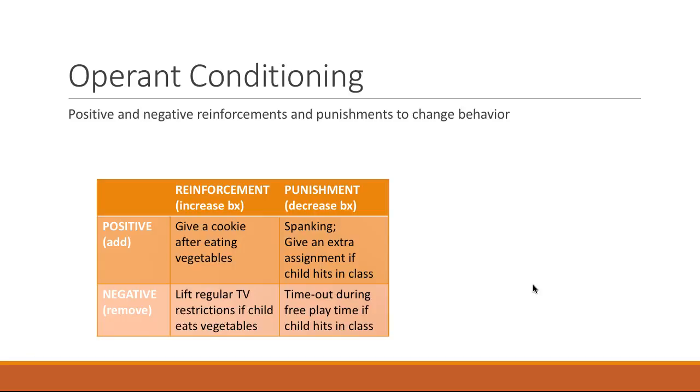Punishment is defined as the opposite of reinforcement since it's designed to weaken or eliminate a response rather than increase it. It's an aversive event that decreases the behavior that it follows. Positive punishment is used to decrease the behavior and is presenting something unpleasant after the behavior. A very classic example that I would not recommend, though, would be spanking a child when they do something wrong. Another example could be giving an extra assignment to a child if they act out or hit someone during class.